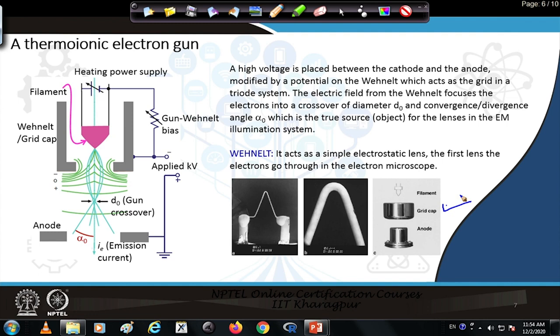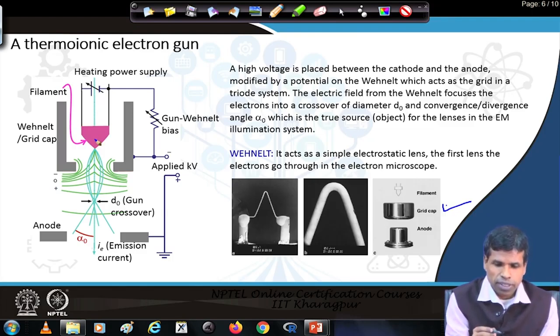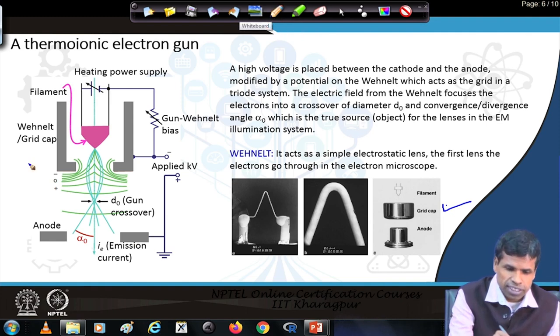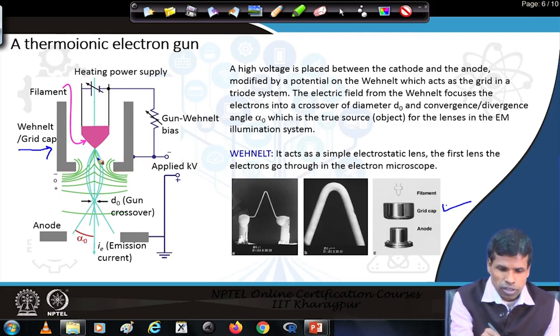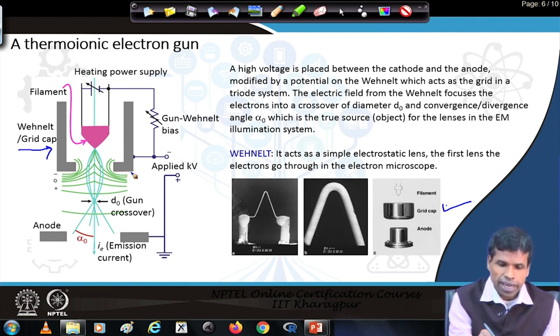So, here what you see is that a high negative voltage is applied to the gun, that is the cathode material, tungsten, and at the bottom we have an anode, which is at ground. Then we have a Wehnelt or grid cap. This Wehnelt is used to condense the electron beam to a much finer spot. And because this Wehnelt is given a negative potential, the electrons which are coming towards the anode will be repelled and produce a gun crossover of spot size, that is d0, which is around 50 micrometer.